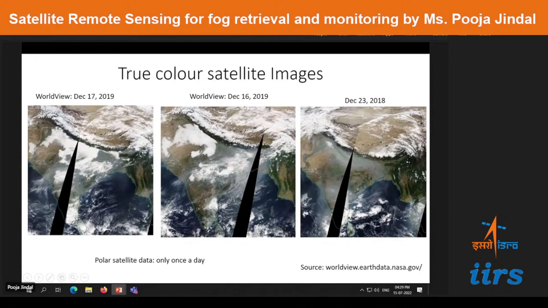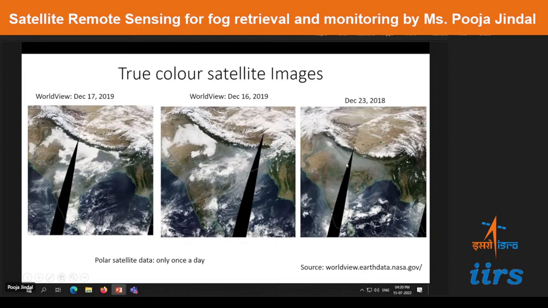Then there's another image, 16 December 2019. You can see the pattern of the fog has changed. Now this image is of December 23, 2018. Here, if you see, we have only a very, very small patch of fog. That's it. The rest of this is basically nothing but haze. This small haziness you can see over here is nothing but haze.